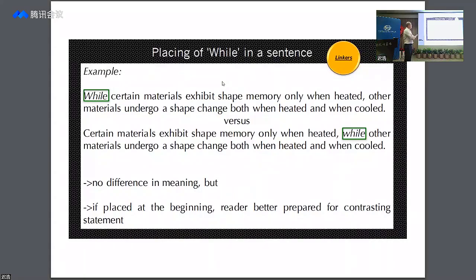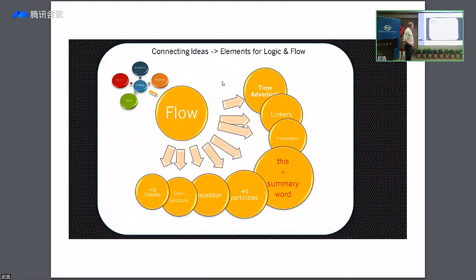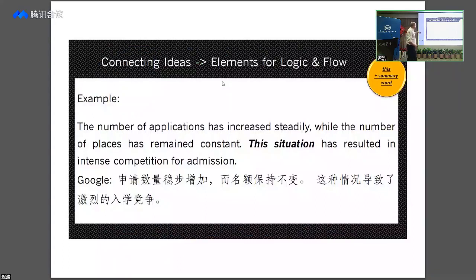Okay. Good. So then let's continue. Let's talk about the second element that is very important and is one that you will find used a lot in academic writing, and that is this plus summary verb. So here, have a look at this example.